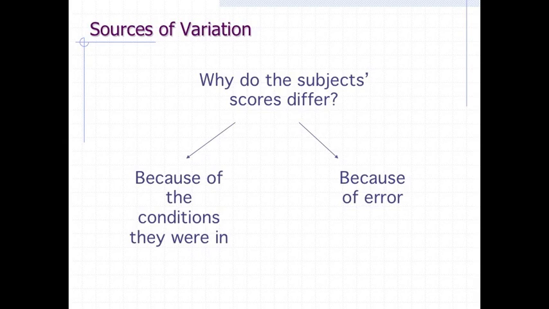It is traditional to call unexplained variance error, even though there is no implication that an error was made. Therefore, the variation in this experiment can be thought of as being either variation due to the condition the subject was in or due to error: the sum total of all reasons subject scores could differ that were not measured.